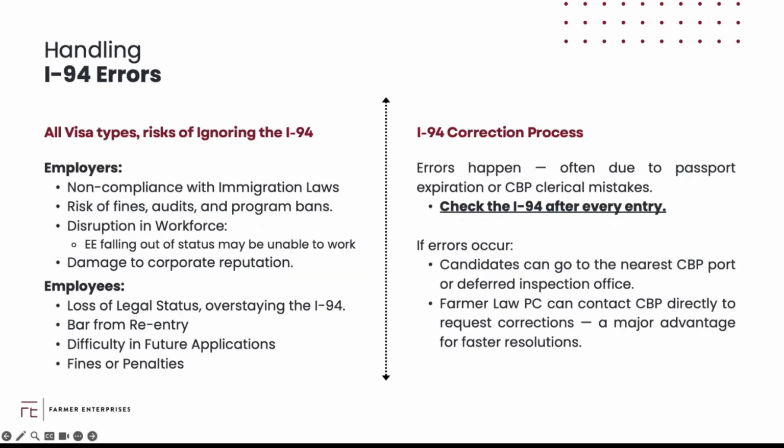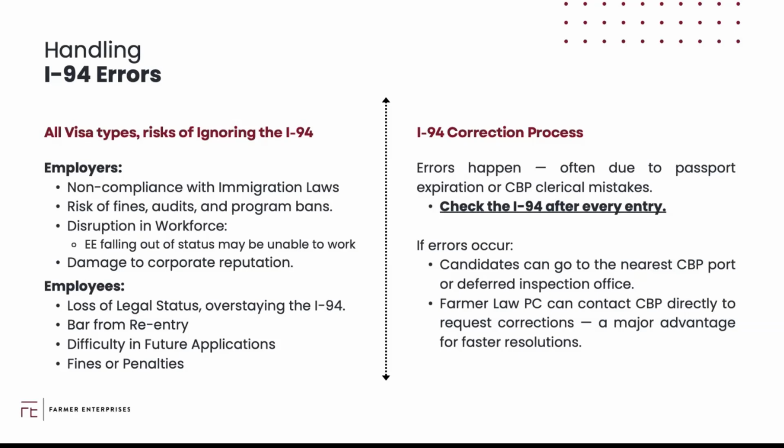And of course, I-94 errors will happen, as many employers know, not only because of expired passports, but also because of CBP clerical mistakes and errors. So for all visa types, the risk of ignoring the I-94 can be major. For example, non-compliance with immigration laws, risk of fines, audits, and program bans, especially for the H-2 program, and disruption in workforce. If there's an employee whose I-94 has expired, they must cease employment as soon as possible. They cannot continue working after their I-94 has expired.